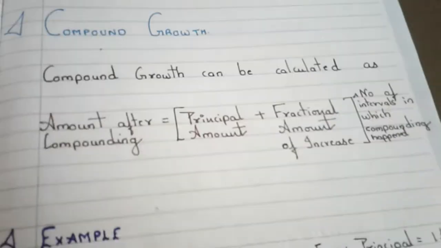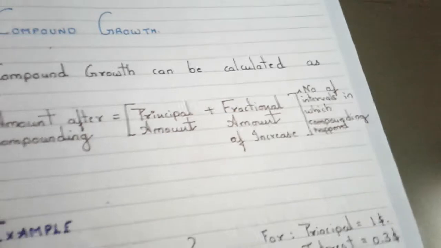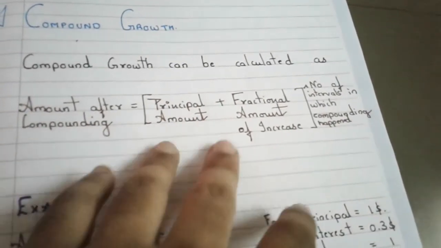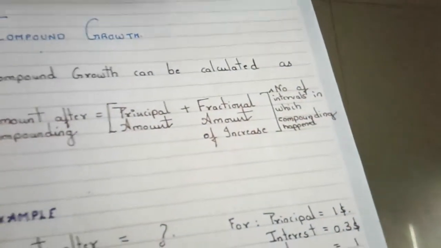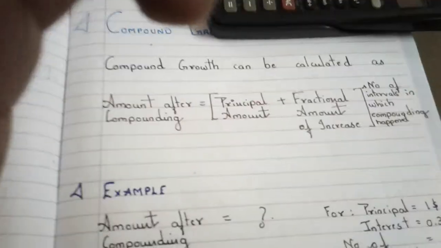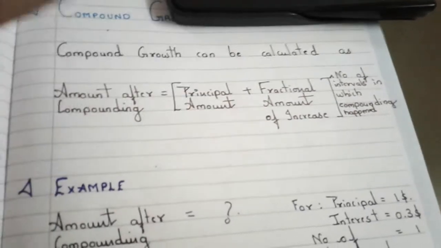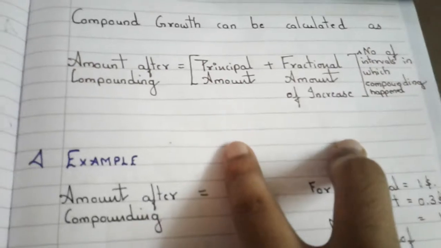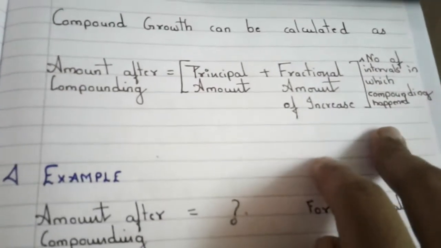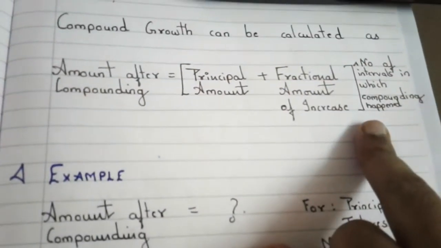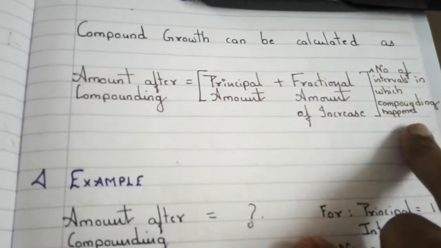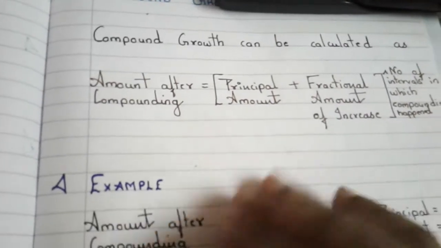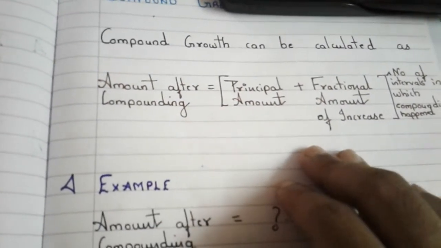Compound growth can be calculated as follows: the amount that you get after compounding equals the principal amount that you are putting in a bank plus a fractional amount of increase that comes as the interest. These two are summed up and raised to the total number of intervals in which compounding happens. You might have heard that when you put money in a bank, the compounding happens after 3 months or 6 months or 1 year.